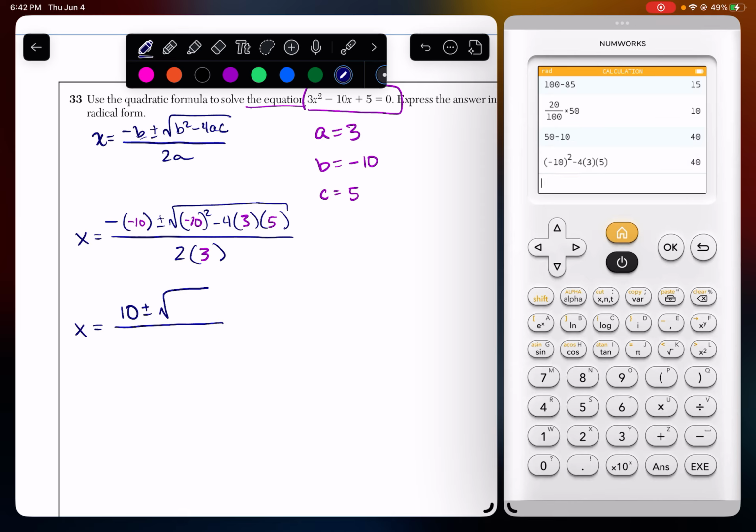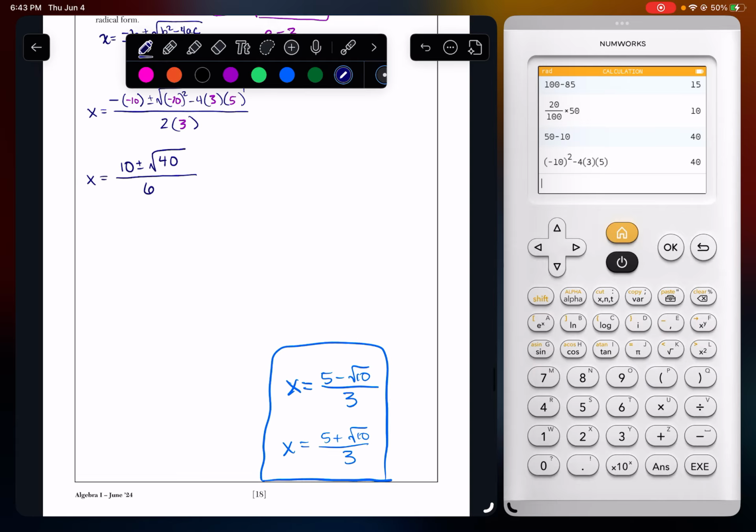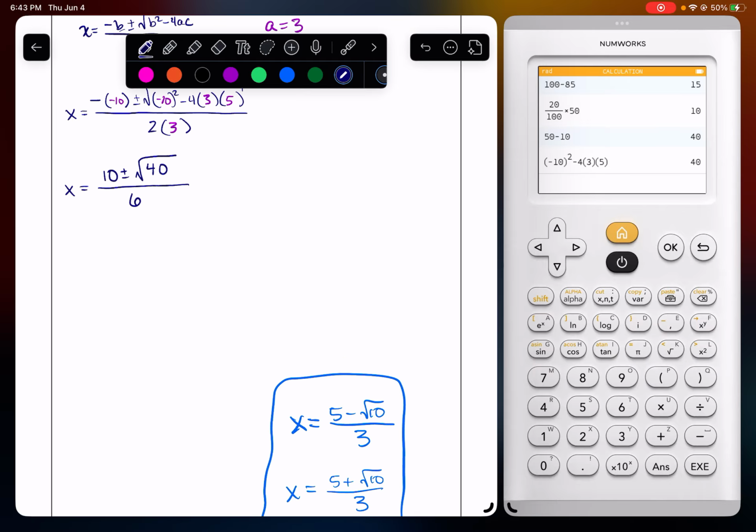So all of this is inside the square root. I can see what that is. That would give me 40. So negative 10 squared is 100. 4 times 3 times 5 is 60. 100 minus 60 gives me 40. So that means I have 10 plus or minus the square root of 40. And I know that 2 times 3 is 6. So now I've simplified this to 10 plus or minus the square root of 40, all over 6.